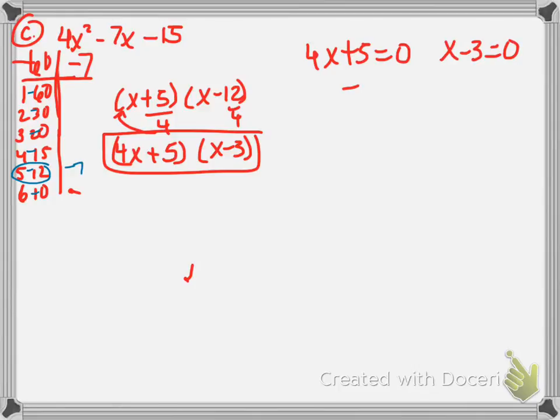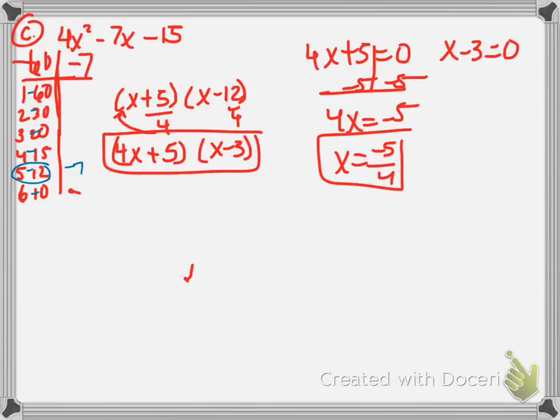So this one is minus 5, 4x equals negative 5. X is negative 5 over 4. And then this guy here is x equals 3. So we're going to continue to do the same thing that you were doing last time, but just make sure that you're careful, because now you're going to end up with some fractions or with numbers in the front.